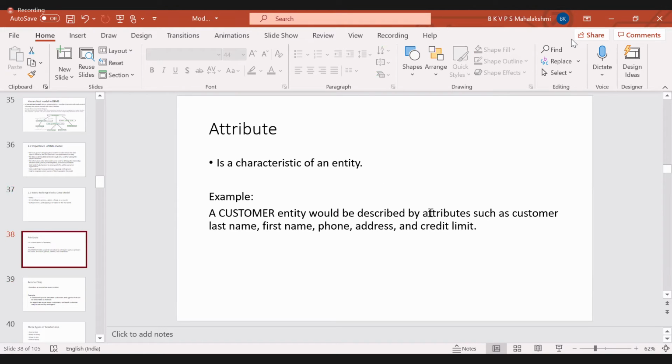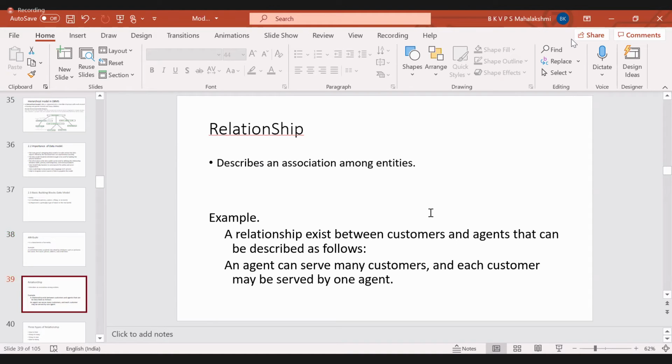We are using it. And an attribute is a characteristic of an entity. You can even say it's a feature of an entity, or the property of an entity. But the textbook definition is characteristic of an entity. If you consider the customer, the characteristics are first name, last name, phone, address, credit limit, and all. If a student is an entity, then what will the attributes be? Student roll number, name, age, phone number, email, etc.